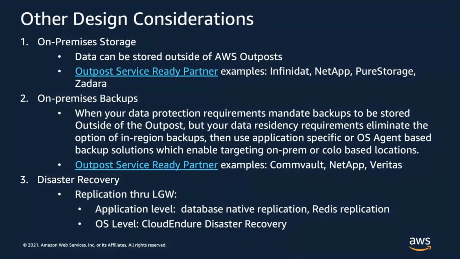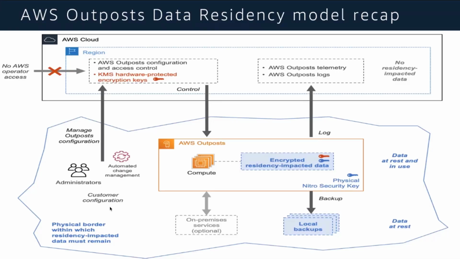With disaster recovery, you can do replication through the LGW, the local gateway, and you have options there. You can do application level, like database native replication or Redis replication. You can use OS level, for example, CloudEndure disaster recovery, replicating through the LGW to another Outpost or to some other thing that you're using for your disaster recovery environment. Okay, over to you, John.